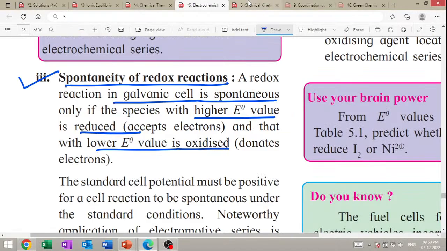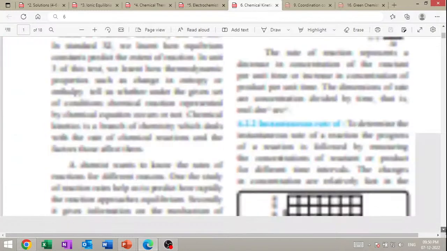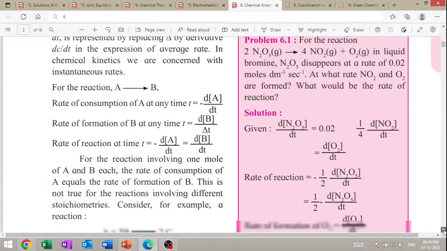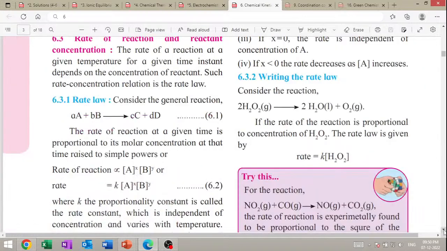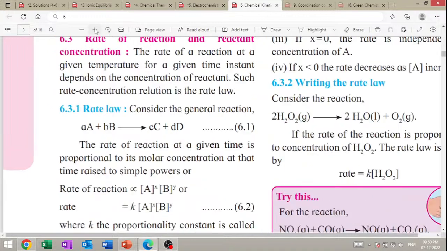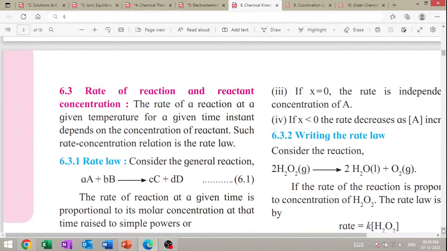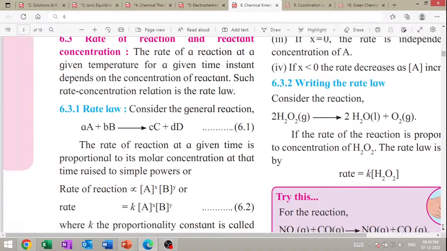Next question, state rate law. हा कायनेटिक्स मधला क्वेश्चन आहे. स्टेट rate law. Then what is the rate law? This is the rate law. Rate law म्हणजे काय असणार आहे पहा.